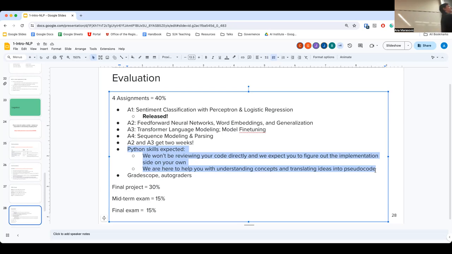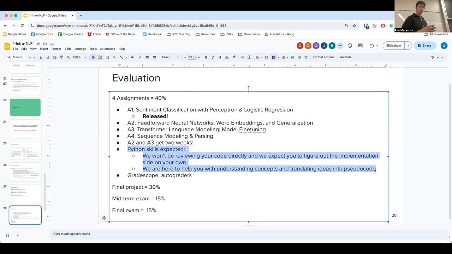Questions about Python? Yes, please. Maybe I'll use libraries. Yes, but very specific libraries, because we're going to have autograders, and then if you use more than that, things are going to crash, and that's specified in the assignment as well. So the first one, I think you'll use NLTK and spaCy, and later on PyTorch. I think that's NumPy. Yeah, I think that's about it.